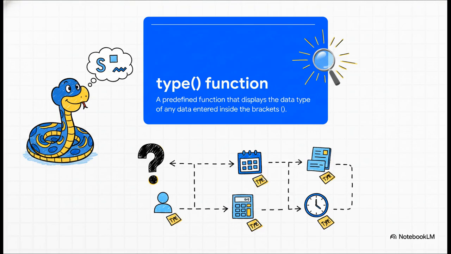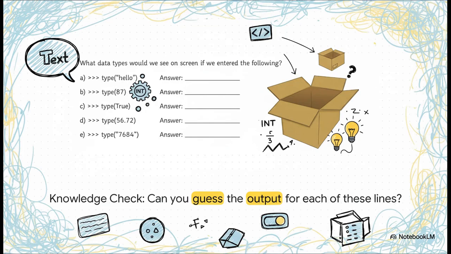Python gives us this awesome little tool called the type function. It's like having a detective's magnifying glass for your code. You can put any piece of data inside those parentheses, and Python will tell you exactly what type it sees. It's super useful. Okay, time for a pop quiz. Let's put that type function to the test.